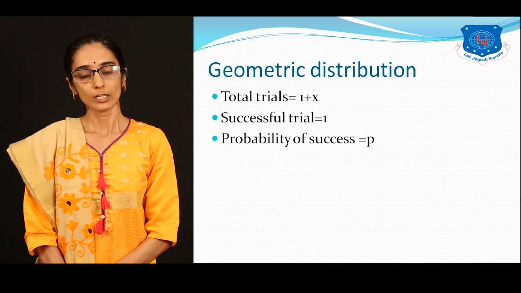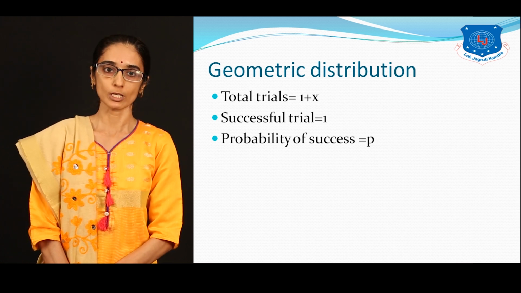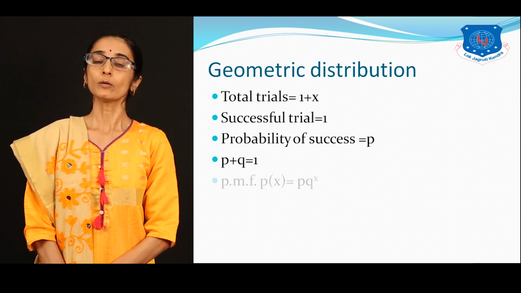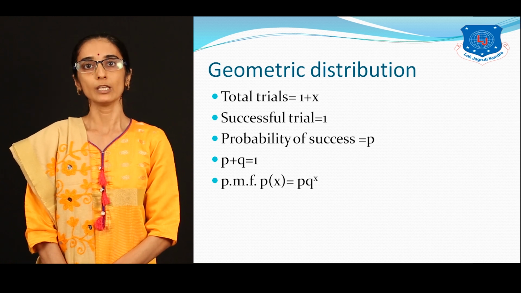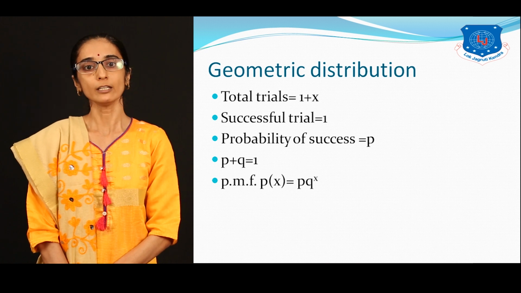The probability of success is P. So probability of failure Q will be 1 minus P, or we can say P plus Q is equal to 1. Now the probability mass function or PMF of the geometric distribution is P Q raised to X, where X assumes the values 0, 1, 2 and so on.